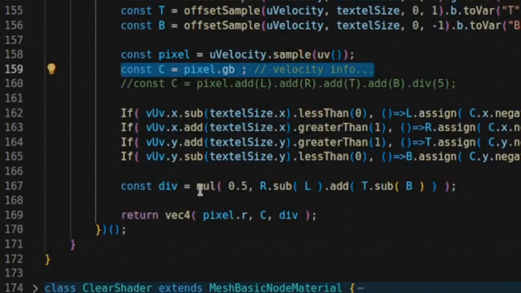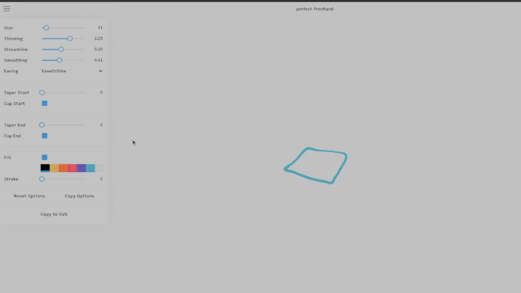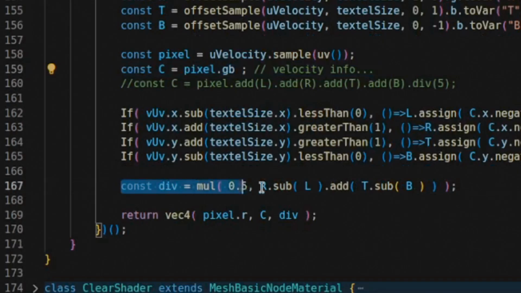Exactly. So the divergence shader samples the velocities of neighboring points, carefully handling the boundaries so fluid doesn't magically leak out, and calculates this divergence value. It's basically checking, is the flow causing expansion or compression here? The result is stored for a later step.